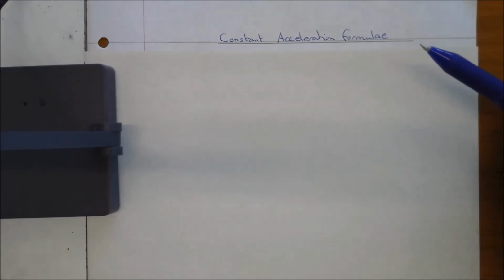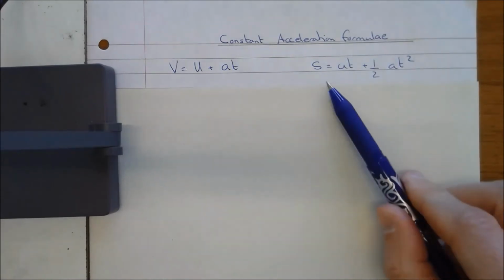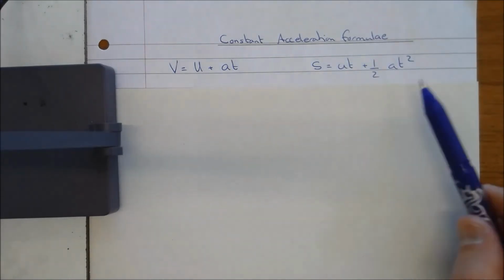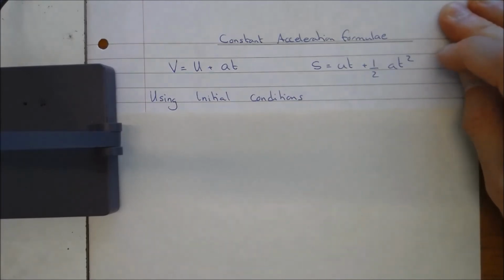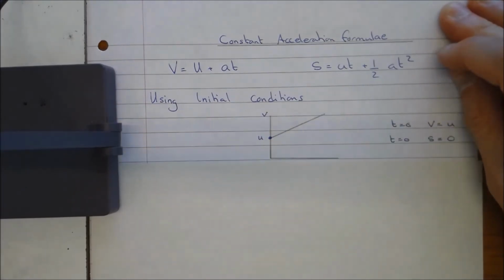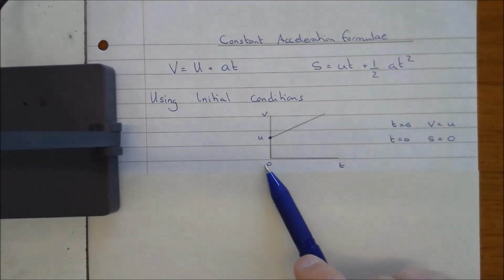Okay, well done, you've made it to the end of the video. So this is our final part, constant acceleration formulae. And what we're trying to do here is to use calculus to actually derive the SUVAT equations: v equals u plus at and s equals ut plus half at squared. So we're going to use some initial conditions. And if we look at our standard graph for velocity and time, we can see at time t equals 0, the velocity is u. And at time t equals 0, our displacement is 0.